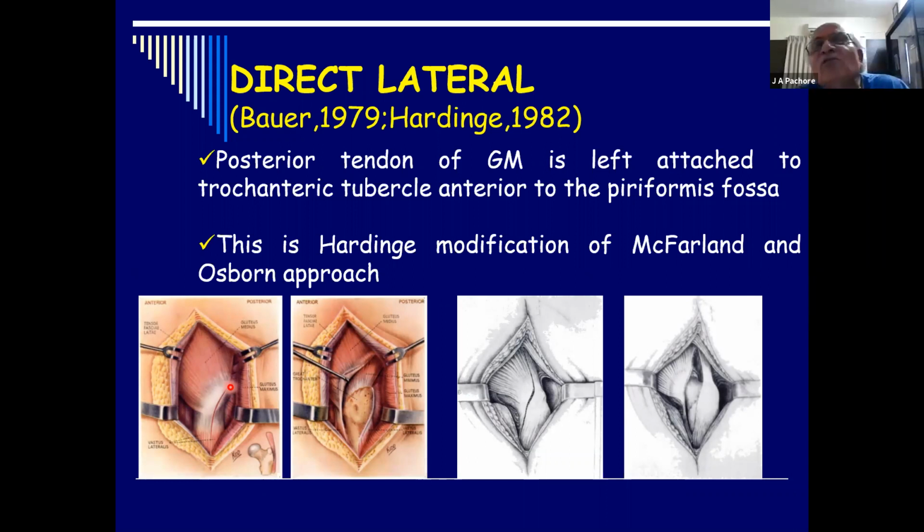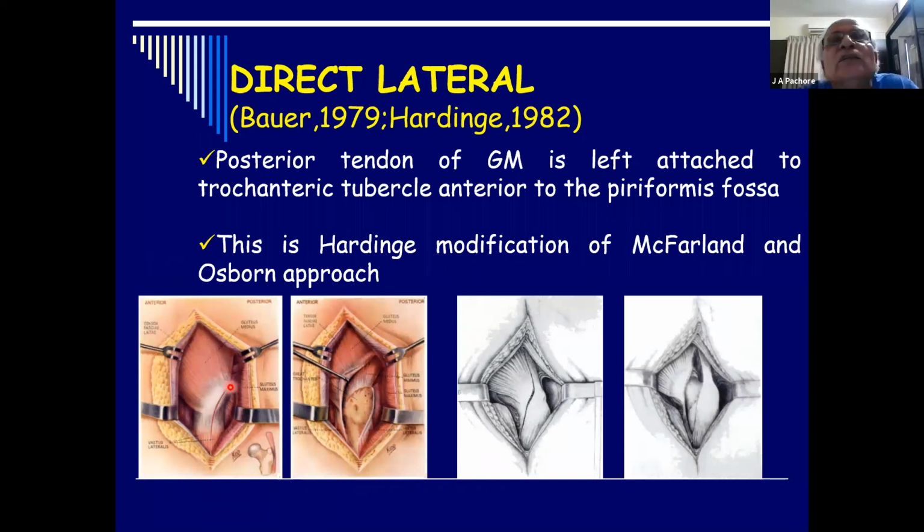Anyway, Harding was from Wrightington, UK, and Charnley was in another unit and Harding was in another unit. Both were separately operating. So Charnley was doing a transtrochanteric approach and Harding was doing the anterolateral approach, which is this one there. And Harding actually learned this approach from Osborne, who was from Liverpool, and he modified it slightly. And the claim now is the Harding approach all across the world.